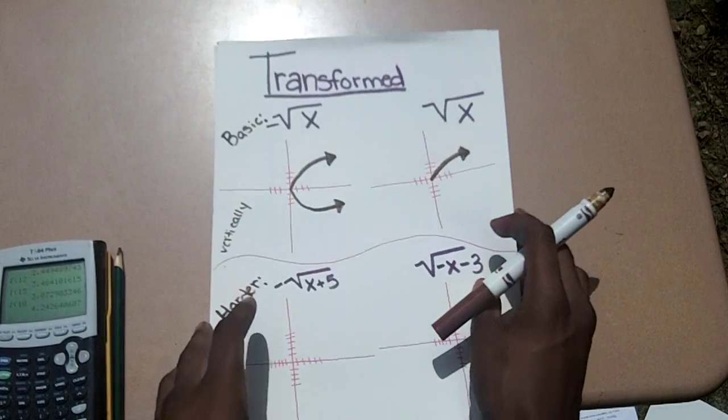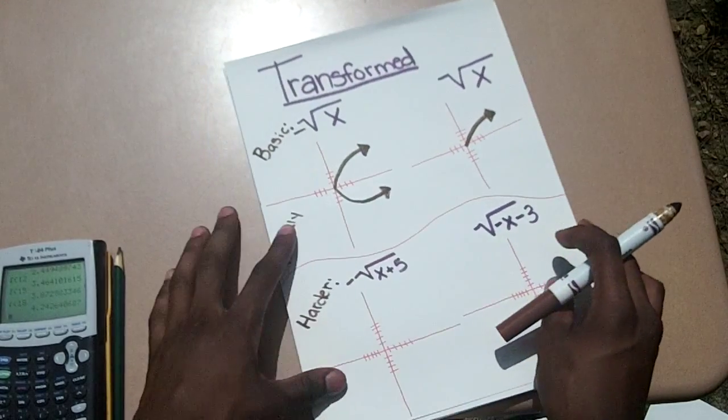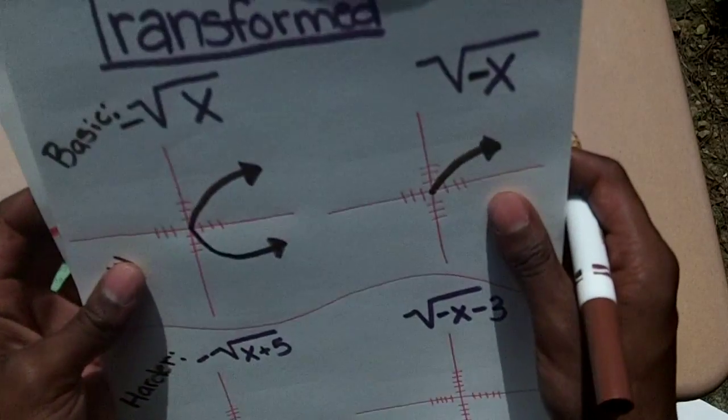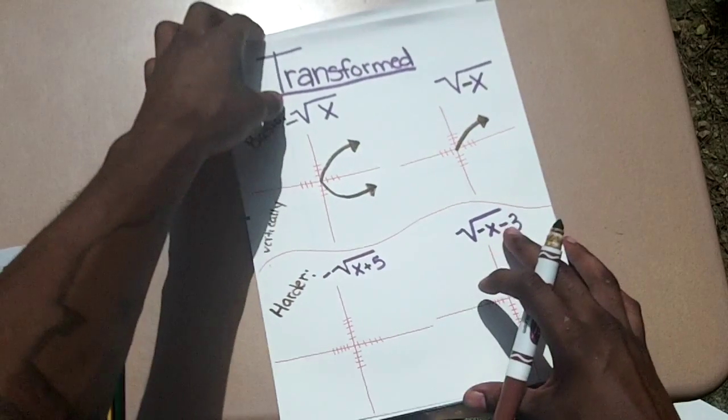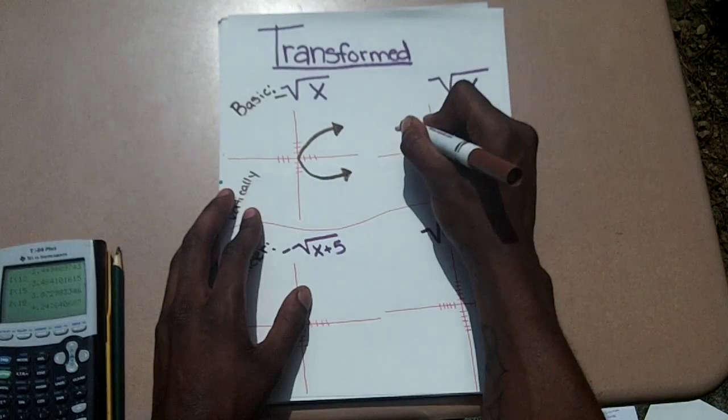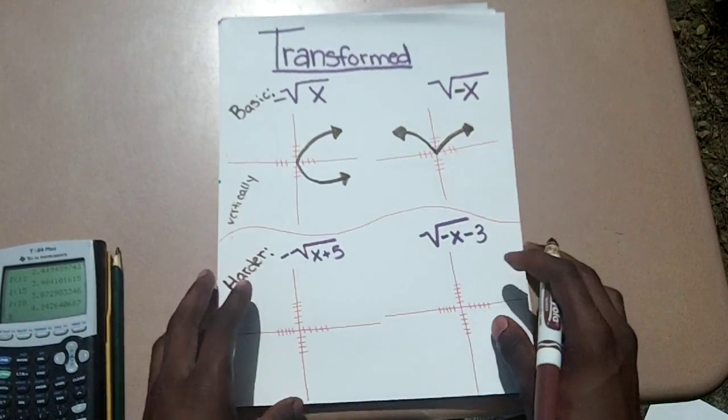Now, when flipping horizontally, you have to insert the negative in front of just the x. Like so. That will make a mirror image across the y-axis. And that's what it's flipping across. The y.